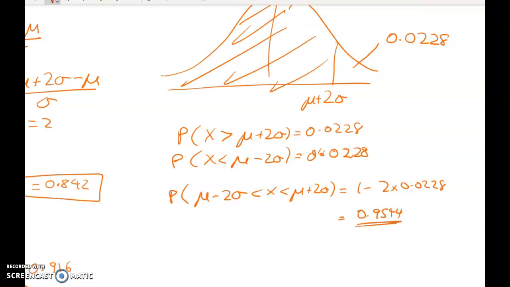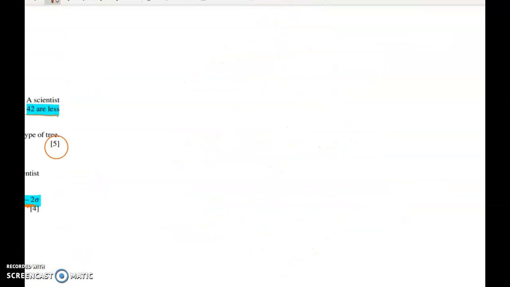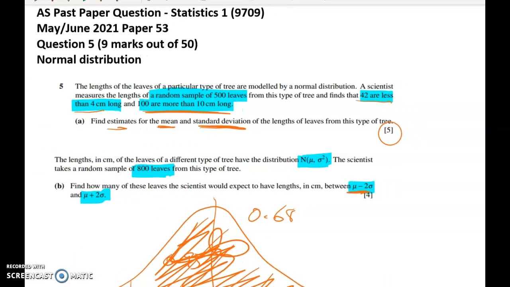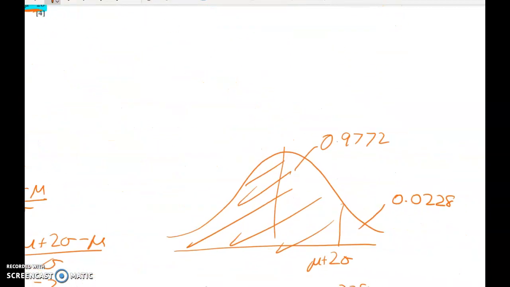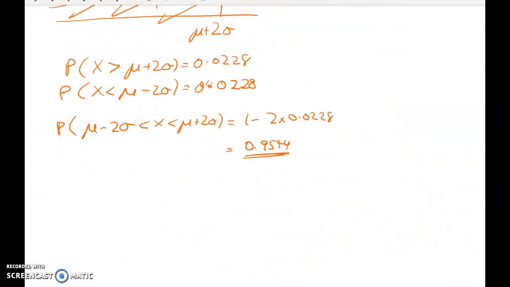So we've nearly finished the question. We've done all the hard probability stuff. We had how many leaves on the tree? Let's see. I think it was 800. Yep. So there were 800 leaves on the tree, and the scientists picked them. So how many did we think would have lengths in that range? Well, we've got the probability. We just need to go 800 times 0.9544. And we need to put some words.